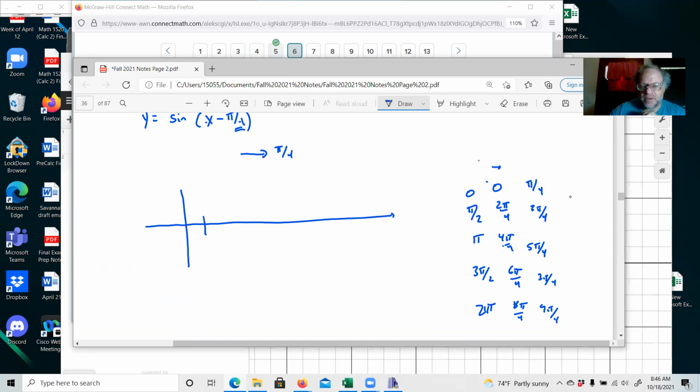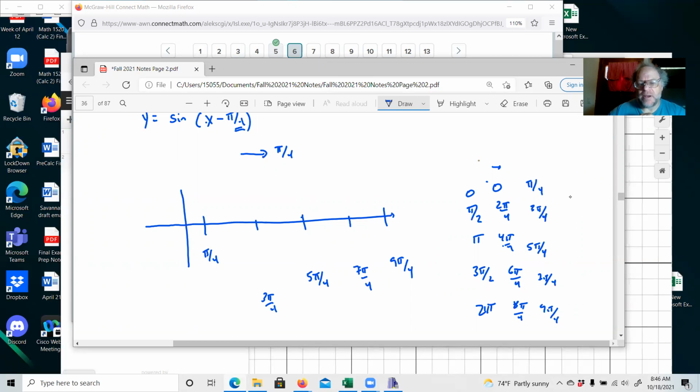And then we're going to go here. We're going to say that's pi over 4. That's going to be 9 pi over 4. Here's going to be half of that, it's going to be 5 pi over 4. Half of that is going to be 3 pi over 4. And here we have 7 pi over 4.